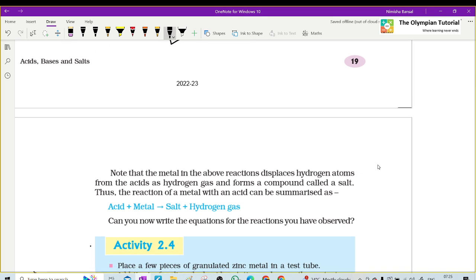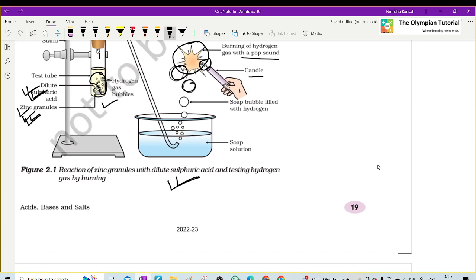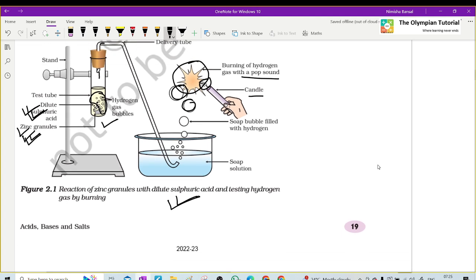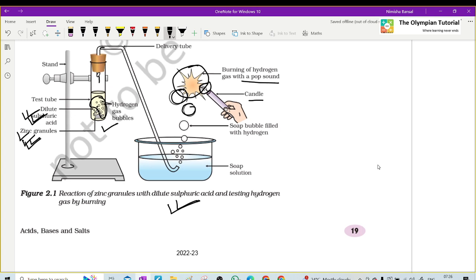Ma'am, for all the activities, do we take strong acids or dilute? Generally, we take dilute acid, if there is no need of taking concentrated acid. And if we are testing with multiple acids, then it has to be the same water concentration.